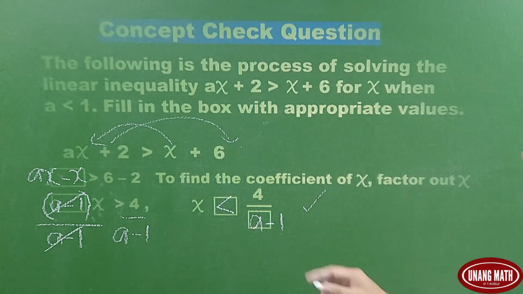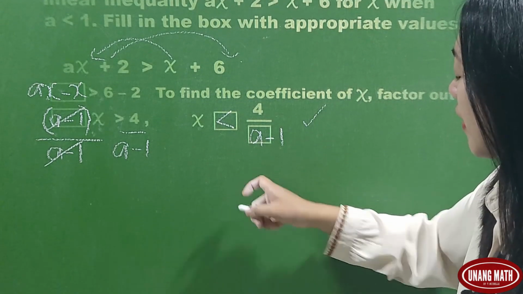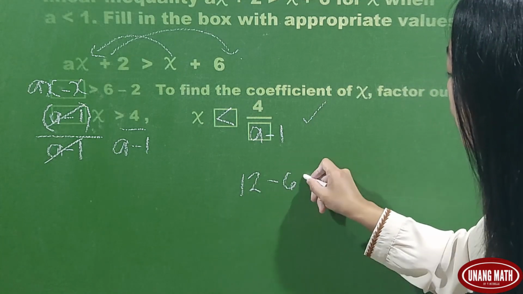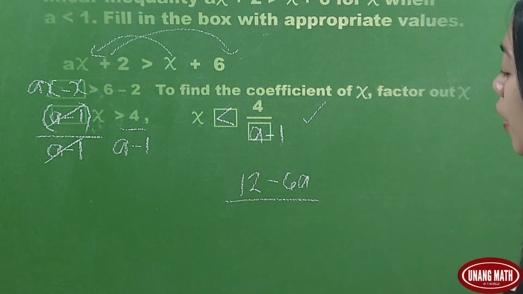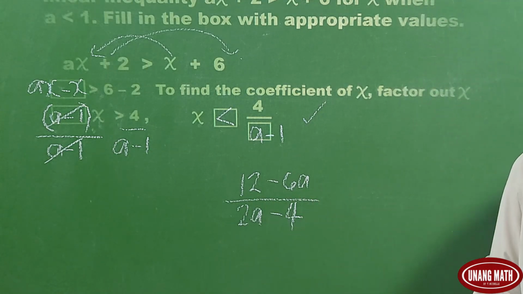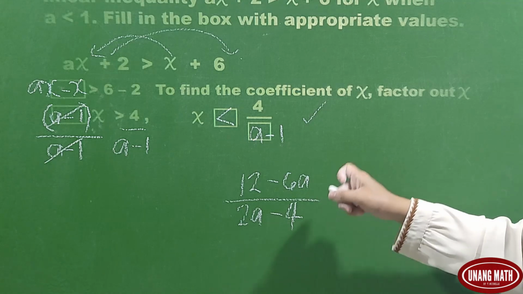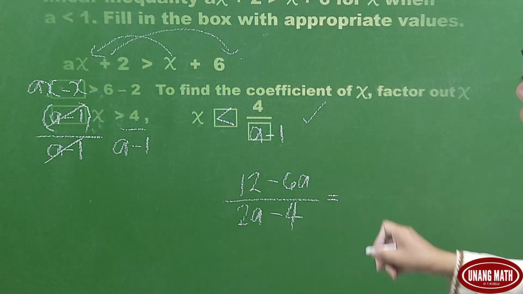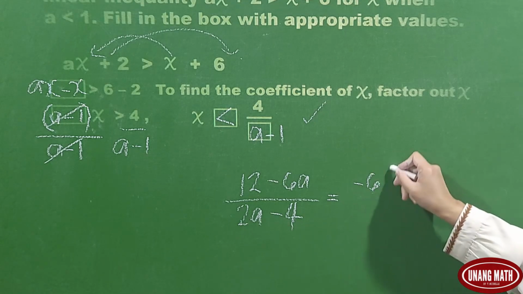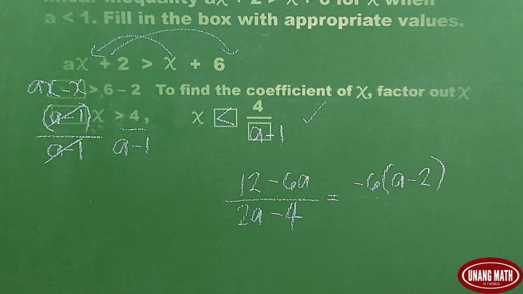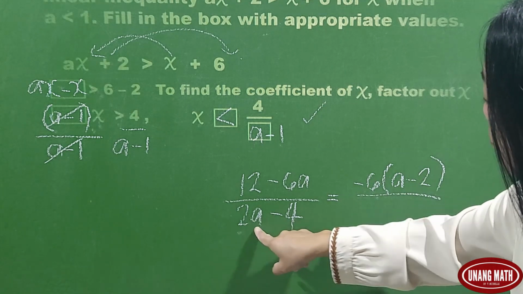Okay, but if you got an expression like this, for example, we have here 12 minus 6a over 2a minus 4. Okay, this is not yet the final answer because we can still factor this out. So, negative 6 is outside and inside the parentheses is a minus 2. Okay, what about 2a minus 4?